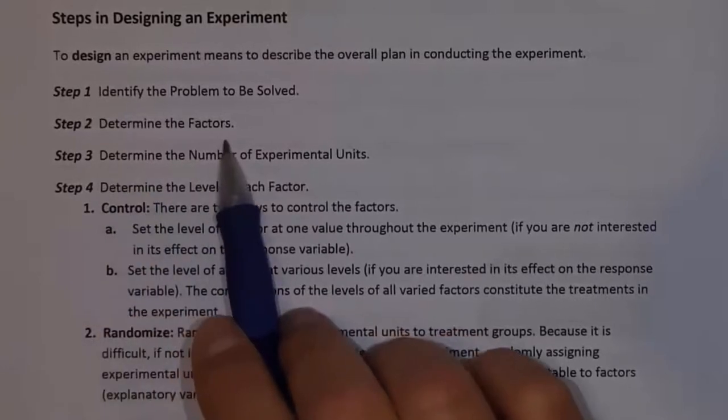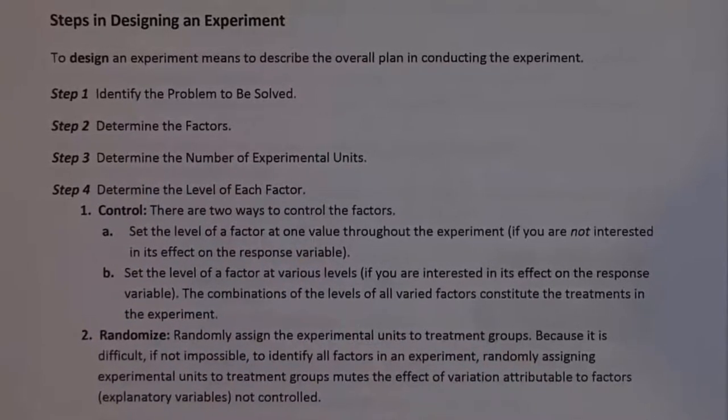Step two, I have to determine the factors. Now, what exactly does that mean? Factors, if you will recall, is another word for the explanatory variables. So what are the explanatory variables that might affect the response variable? In my example, the response variable is the level of pain from the migraines. So what might affect the level of pain from migraines? What are the factors that could contribute to either worse or lesser migraines?